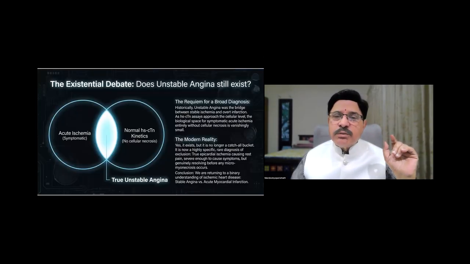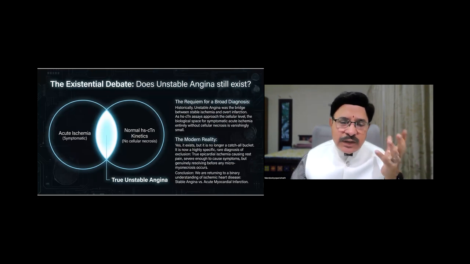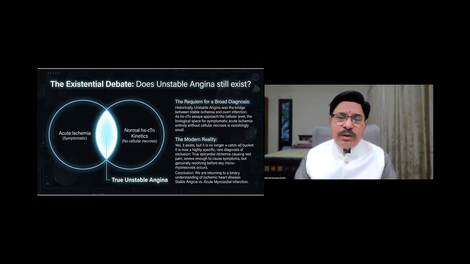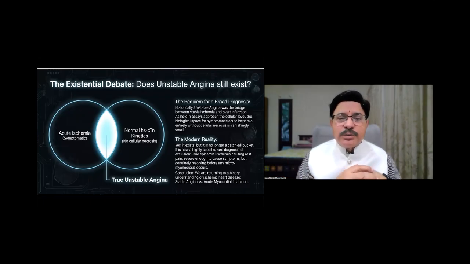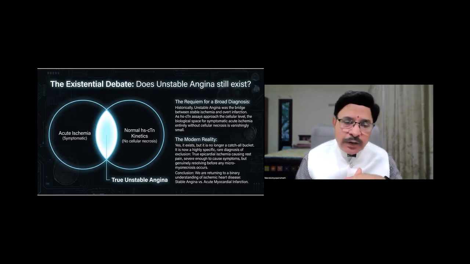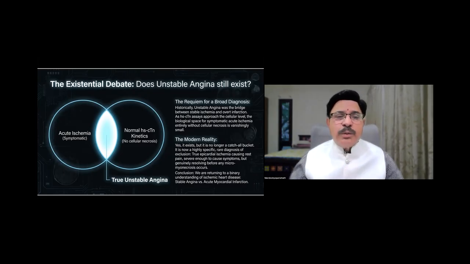Do high sensitivity troponin. Is there anything called unstable angina? No. See, when the troponin is normal, ECG is normal, chest pain is there, why do you call him ischemic heart disease? Because the ECG is normal and the troponin is normal, high sensitivity. Yeah, you still have unstable angina.